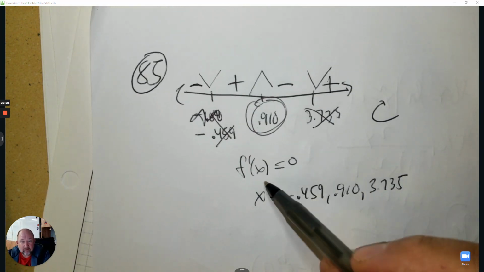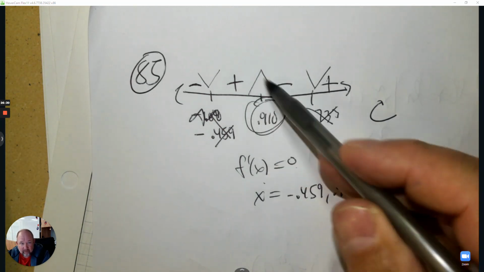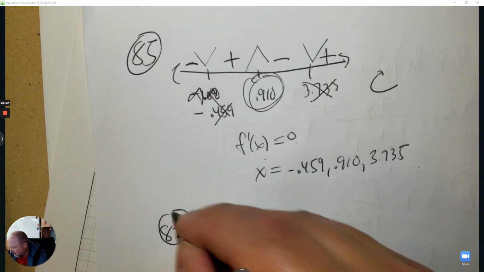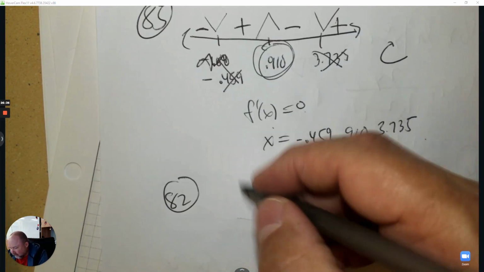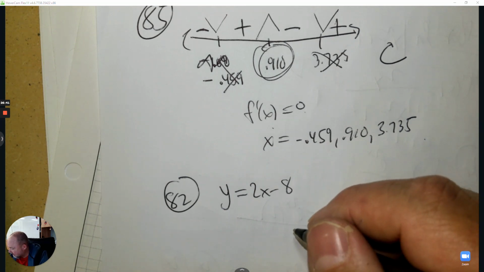So this is what we did. We took the derivative equal to 0. These were my answers, put it on the number line, and then saw which one was the maximum. Next, y equals 2x minus 8. This is not a calculator one. Maybe we'll use a calculator.